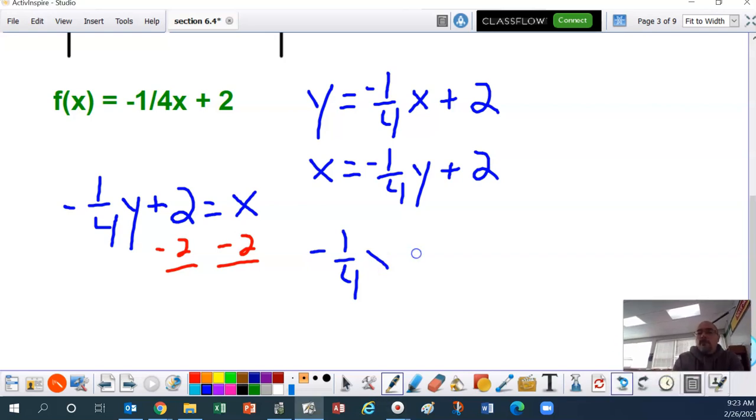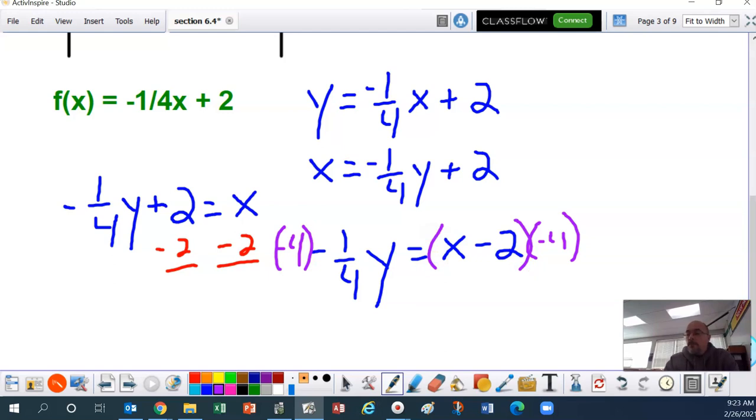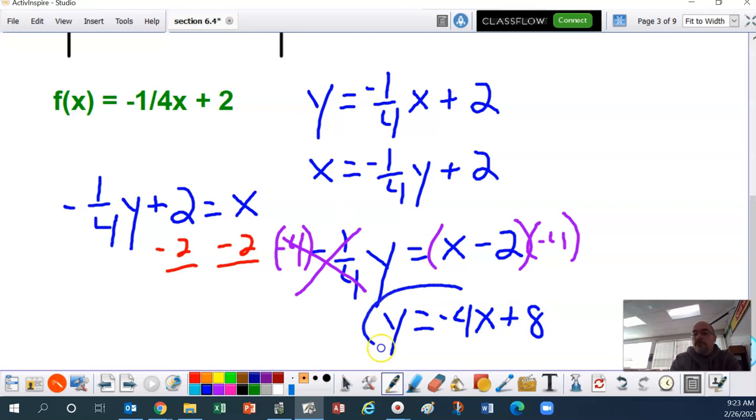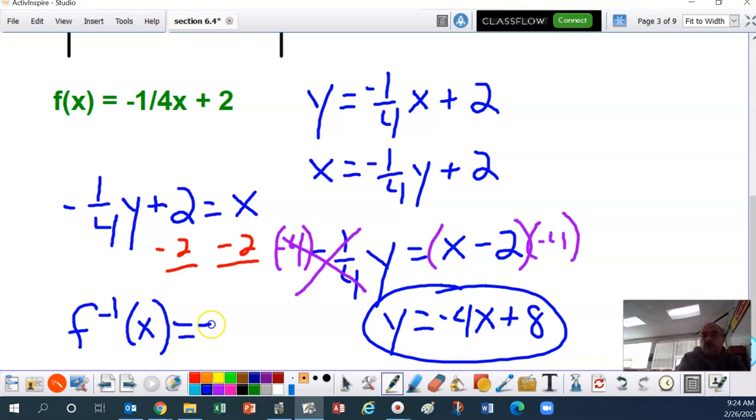Hold on. That's a y. And then I'm going to multiply by negative 4. And so here that crosses off and we're left with y equals, now remember negative 4 gets multiplied to everything there. So negative 4x plus 8. And so the inverse, with the negative 1, the inverse of that function equals negative 4x plus 8.